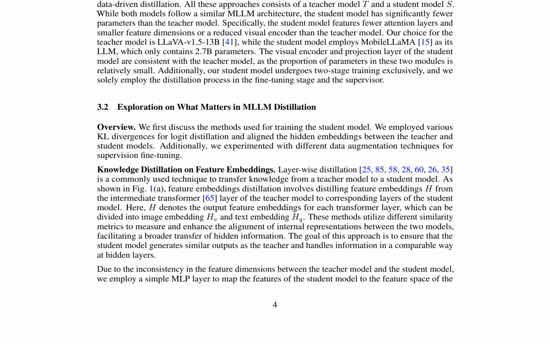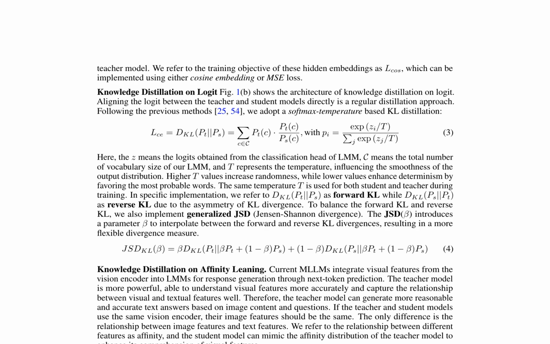and student models. Large language models, LLMs, can be improved through knowledge distillation methods, where a teacher model trains a student model to mimic its behavior. The training objective, referred to as L_cos, can be implemented using either cosine embedding or mean squared error, MSE, loss. This approach enables the student model to learn from the teacher model's output distribution.